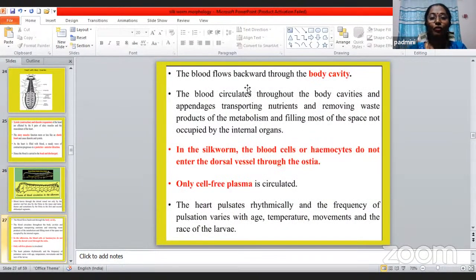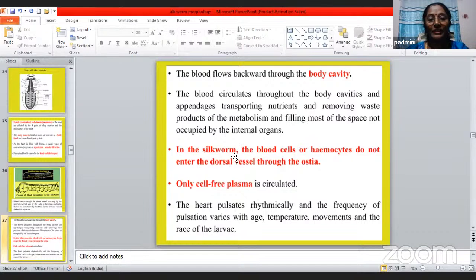Okay, so backward flow of blood is avoided. The backward flow through the body cavity is taken into the heart over there. The blood circulates through the body cavities and appendages, transporting nutrients and removing waste products of metabolism, and filling most of the space not occupied by internal organs. So the hemolymph is the one that is going to fill up the place where there are no body organs present.